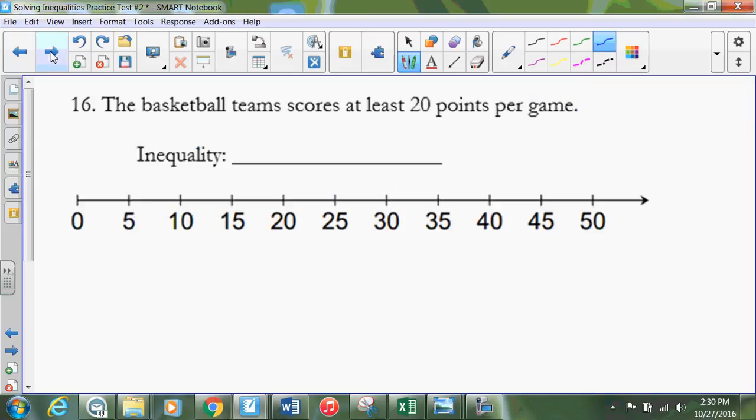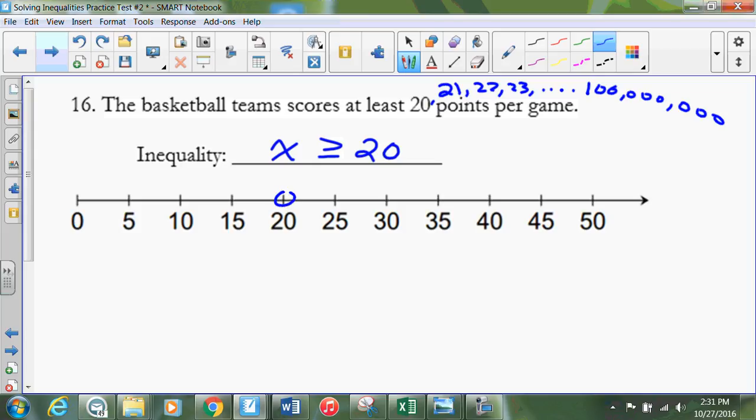That would be fine. Okay, the basketball team's scores. The basketball team scores at least 20 points per game. So they can score 20 points, they can score, let's just talk about, can they score 21 or 22 or 23? Sure, they can score all the way up to 100 million. I don't think they really could, but okay. But they're going to score at least 20 points. Can they score exactly 20 points? Yes, they can. So they're going to score greater than or equal to 20. That means we're going to have this filled in, and greater than is to the right.